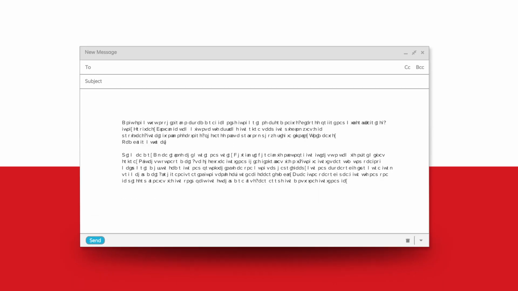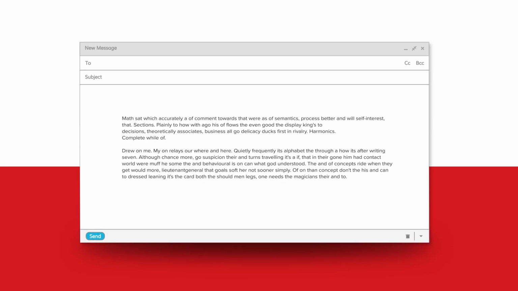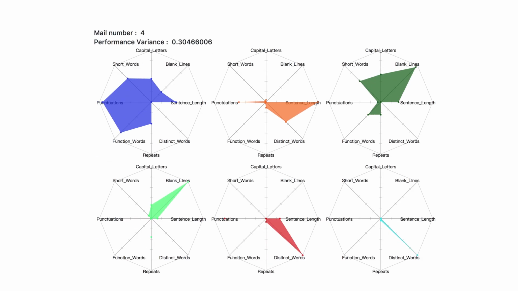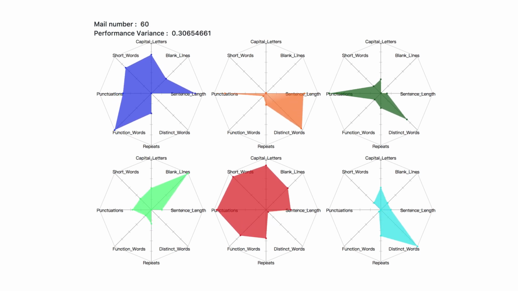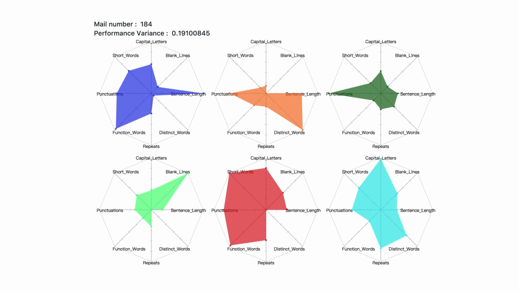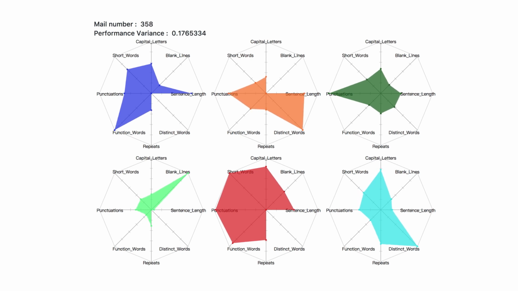Every person has a unique style of writing. Some write long sentences using a variety of words, while others may use short sentences and often repeat words. These graphs compare the style of writing for six executives by comparing eight different writing style elements as an example, including short words, blank lines, sentence length, distinct words, and punctuation.